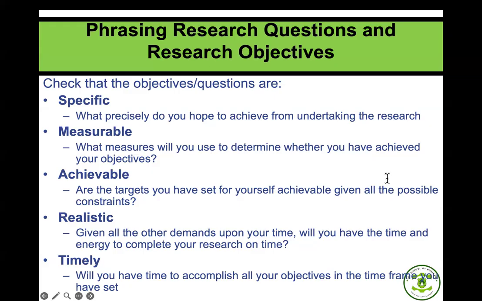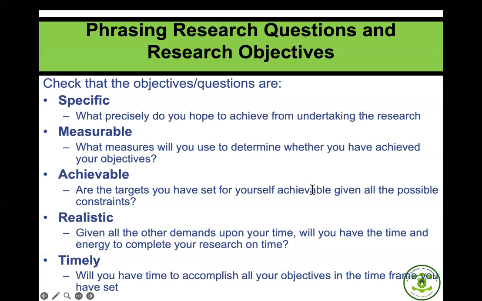For instance, what measures will you use to determine whether you have achieved your objectives? So your objectives should be measurable. You don't have to choose an objective which will be very difficult to measure. The next one is achievable. Your research objective must be doable. That's just basically what it says.